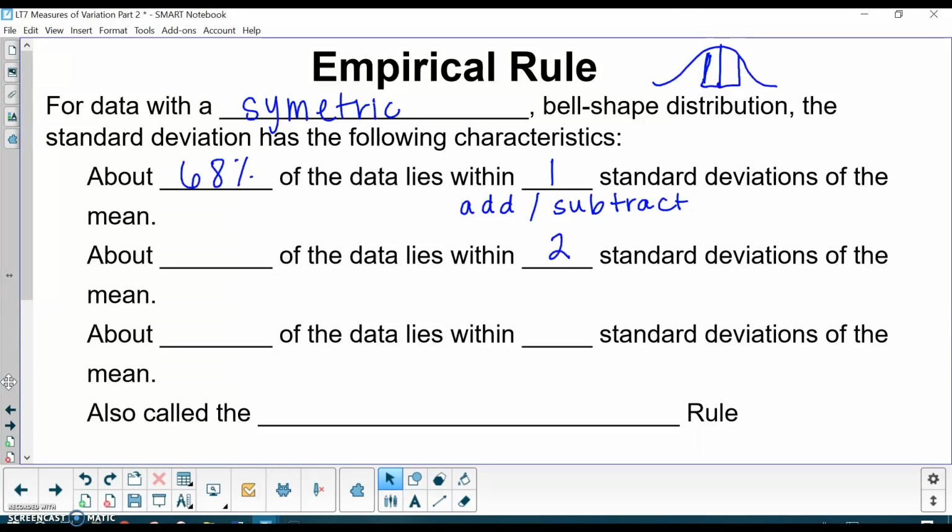If we go out 2 standard deviations, we have 95% of our data that falls within there. And if we go within 3, we have almost all of our data, which is 99.7%. Now that's not accounting for any outliers. Those are kind of the 0.3% that fall outside. Okay, so it's called the empirical rule, but it's also sometimes called the 68, 95, 99.7 rule, because those are the 3 increments within 1, 2, or 3 standard deviations. You will need to know these numbers.